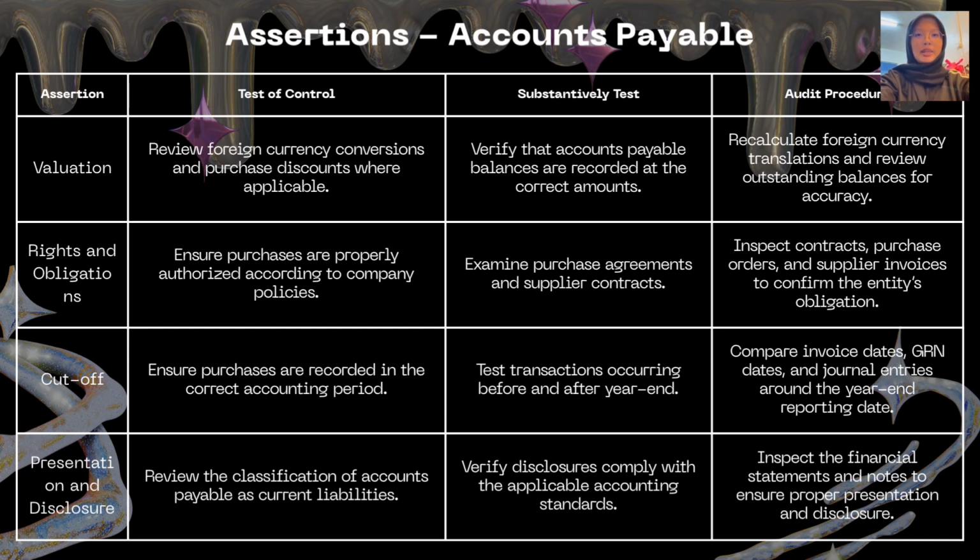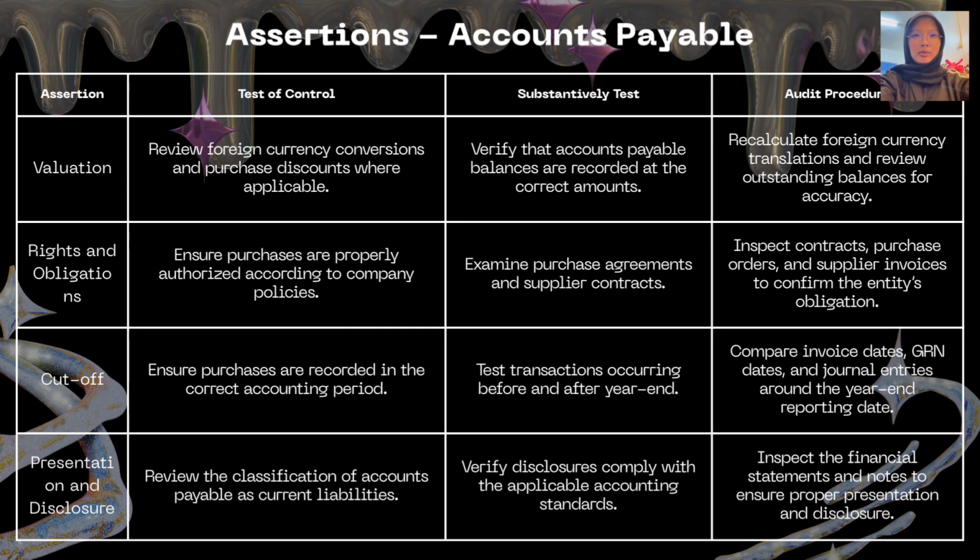For example, if the company buys goods worth USD 10,000, the amount recorded in ringgit Malaysia depends on the exchange rates. If the correct exchange rate is 4 ringgit and 30 cents, but the accountant used 4 ringgit 50 cents, the liability will be overstated. Therefore, the auditor recalculates using the correct exchange rate.